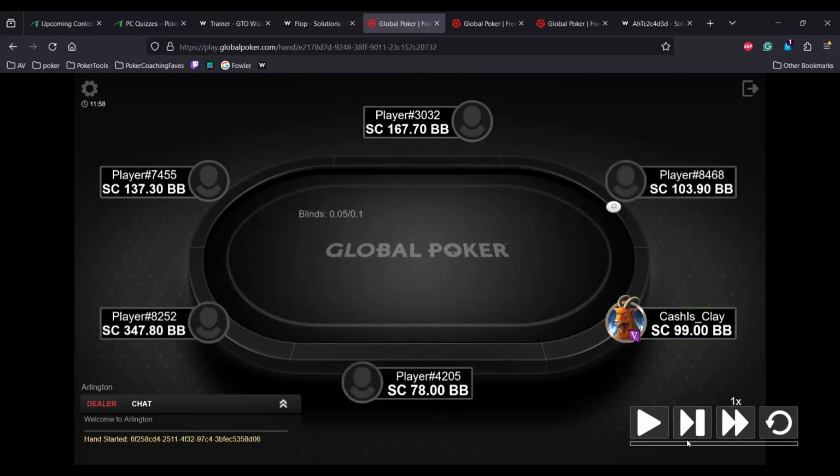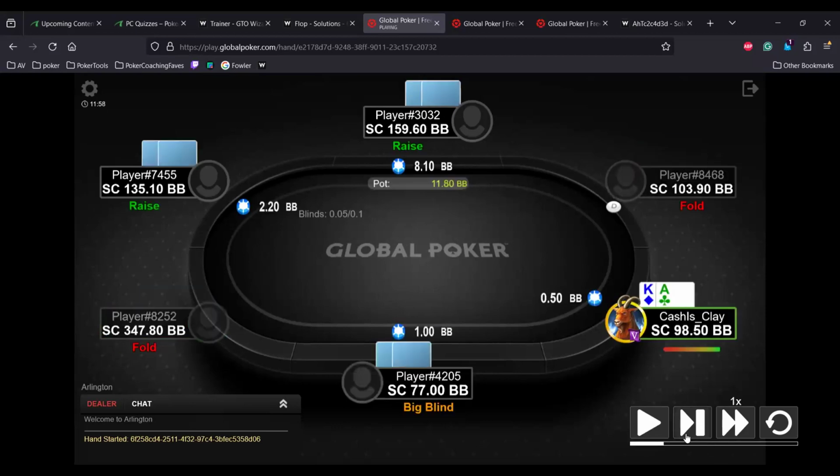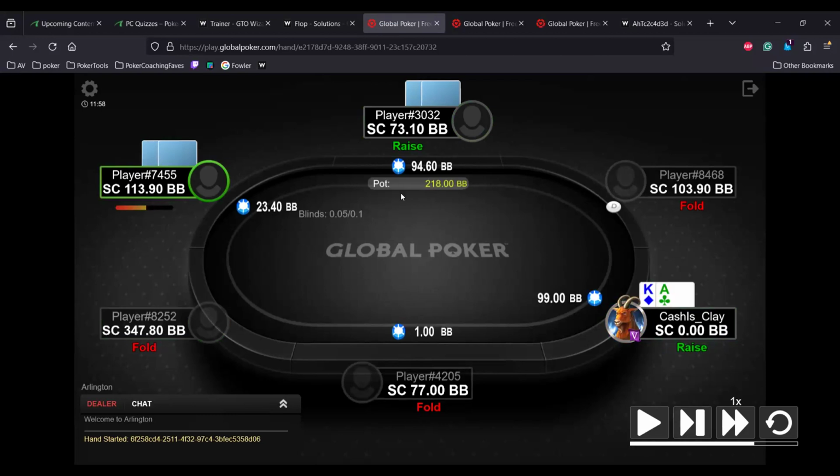So maybe this is a good call, because in game I was thinking exactly what you're talking about, right? That we've got dead money here that might be inducing him to show a wider range. He's probably capped unless he's trapping or blocking traps. So I did decide to call it, and he's got aces.